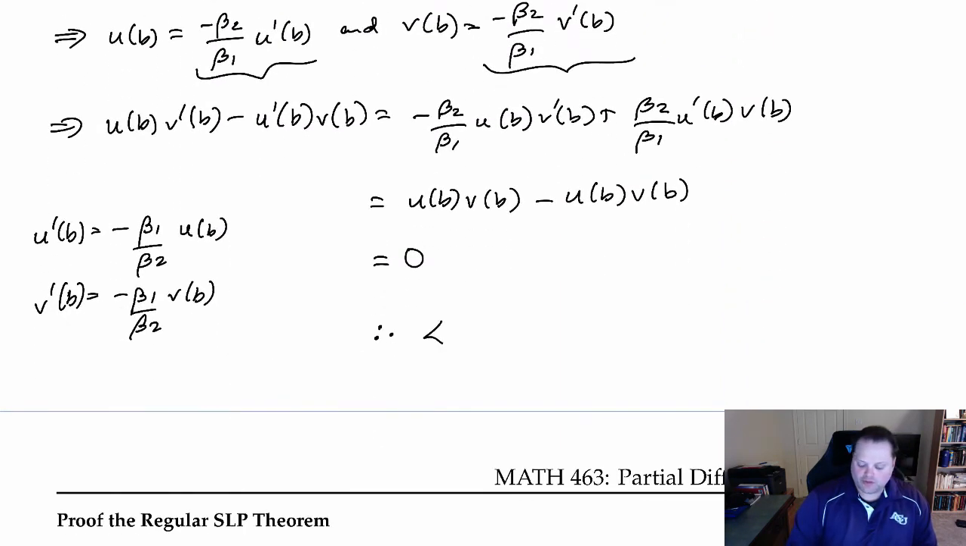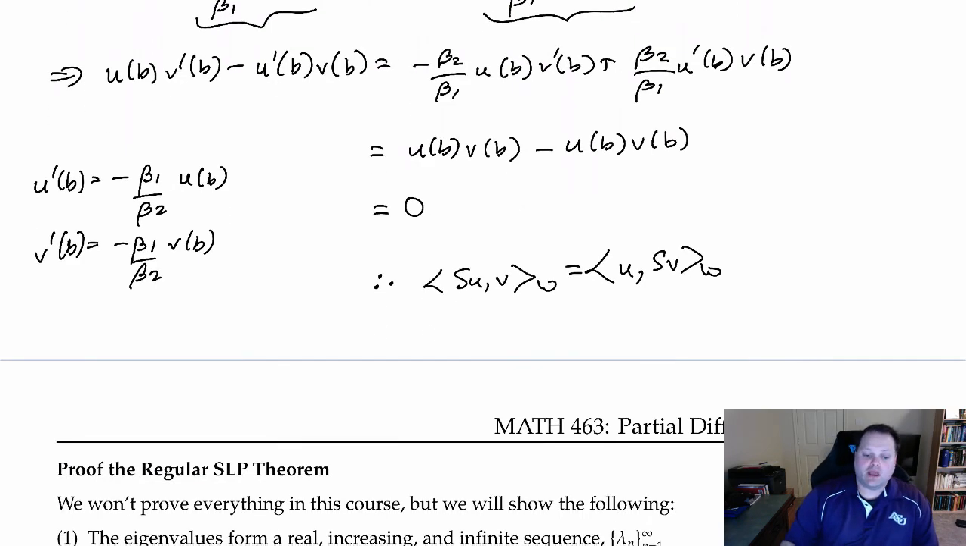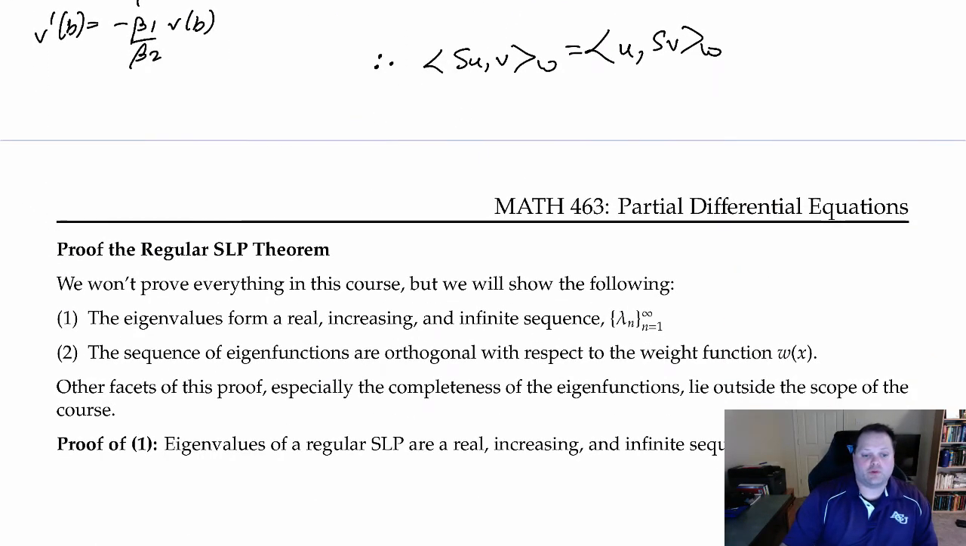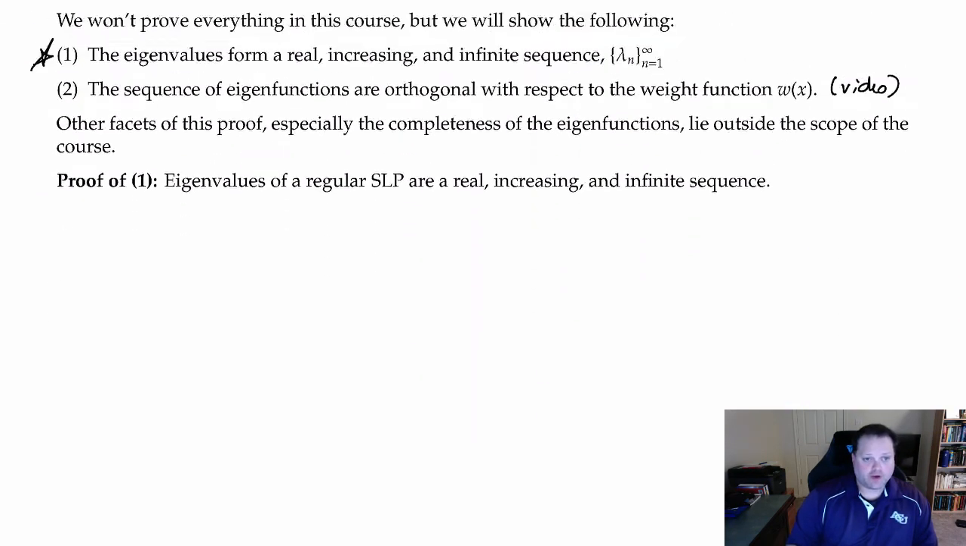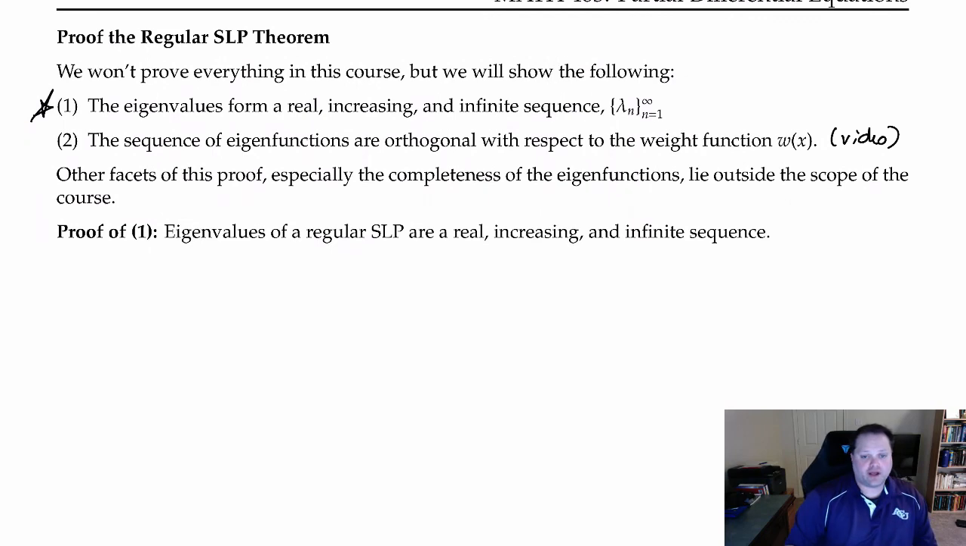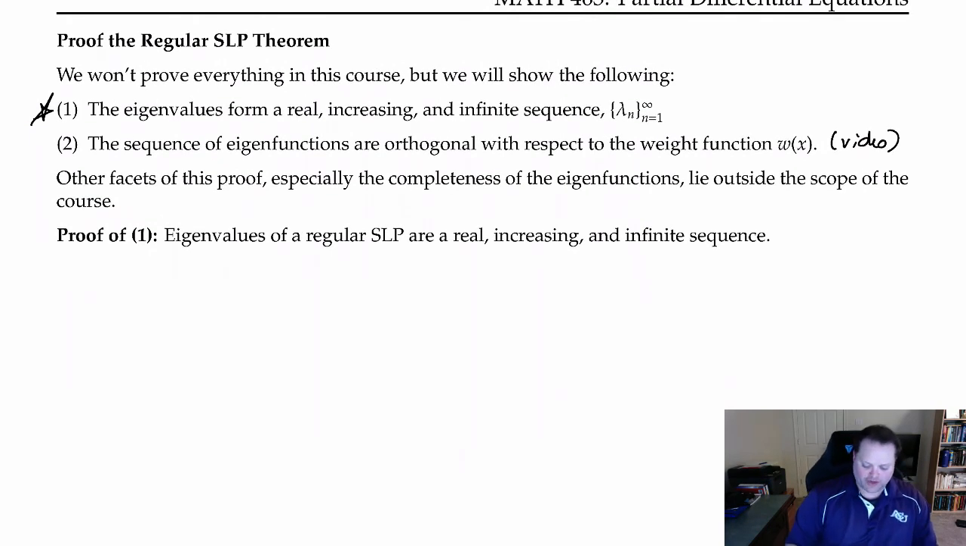So what we've proved is that (Su, v) is (u, Sv) with respect to the weight w. And that's going to be important to prove what we want to prove. We're going to prove 1 here together, and then I have an additional video that has a proof of 2 in it. So we're going to prove that the eigenvalues of a regular SLP are a real increasing infinite sequence. I'm not going to prove the increasing and infinite sequence part.